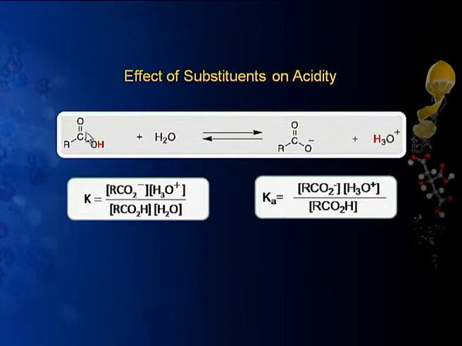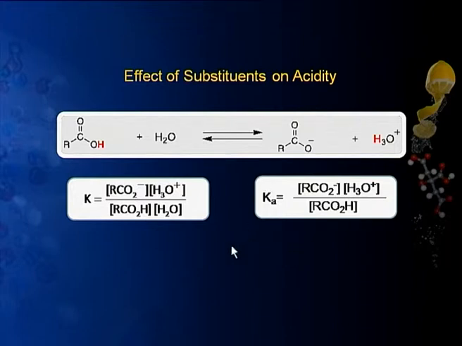Now, the more the equilibrium shifts towards the right, the more will be the concentration of carboxylate anion and H3O plus ion, which come here. So, we will have a higher value for Ka, because the concentration of undissociated acid in such a case will be less. So, again the same thing, the higher the value of Ka, the stronger the acid, but as I said, we will be using pKa values.